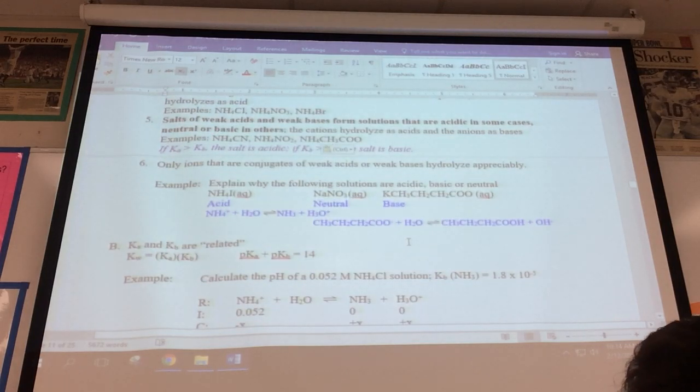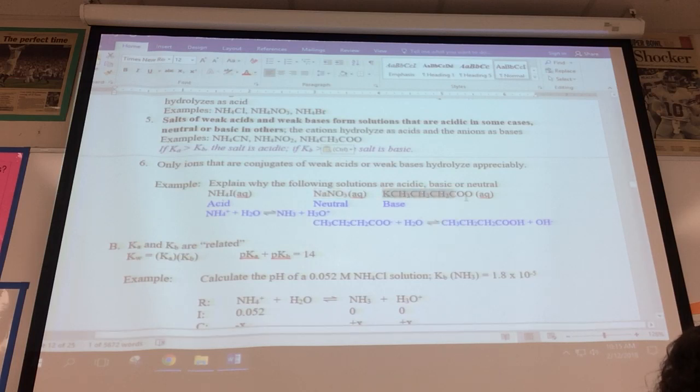So here are 3 problems. I've got the answers out, but you could look at it. What strong acid generated ammonium iodide? Hydroiodic acid. So strong acid, and what hydrolyzes is the ammonium ion. Why would this be neutral? Because nitric acid is a strong acid and sodium hydroxide is a strong base, right, and so neither ion is going to hydrolyze.